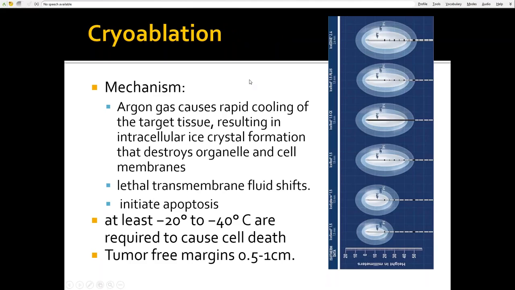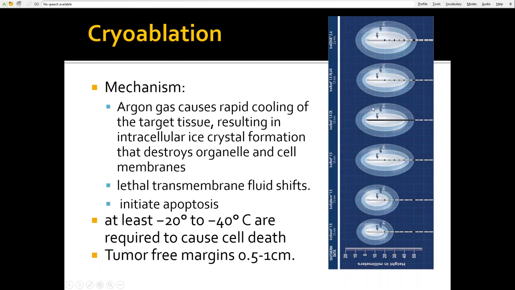And lastly, we'll go through cryoablation. Cryoablation utilizes argon gas to basically freeze the tumor as much as possible. This is a picture of some of the probes that are utilized, the size of the probes, and the ice ball that they make.